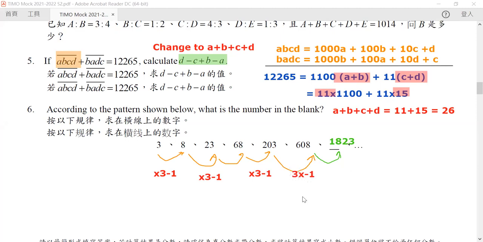So this is question number 6. Is there any question for question 6? If not, then we will proceed to the next topic.